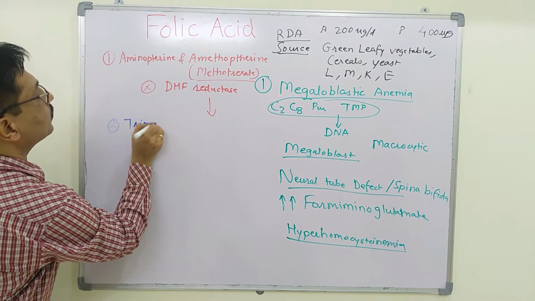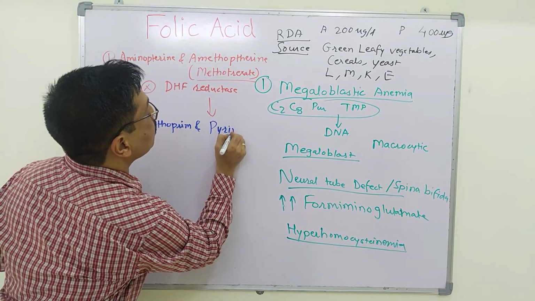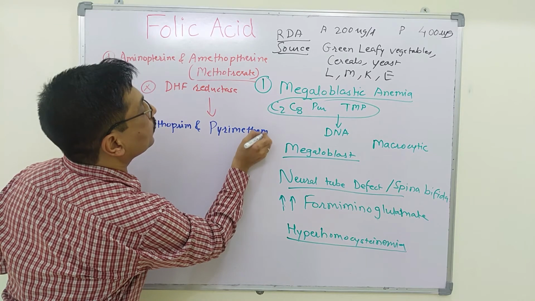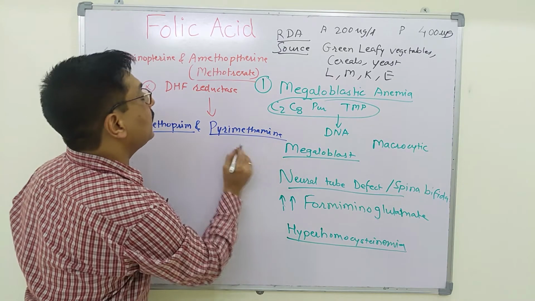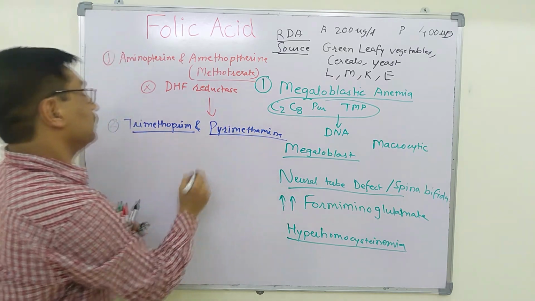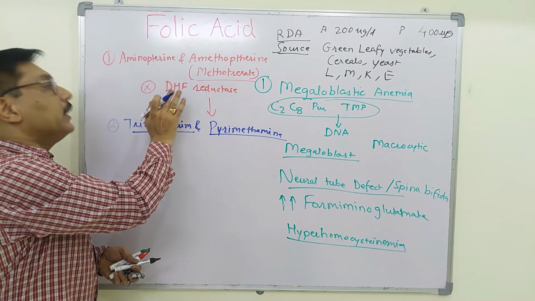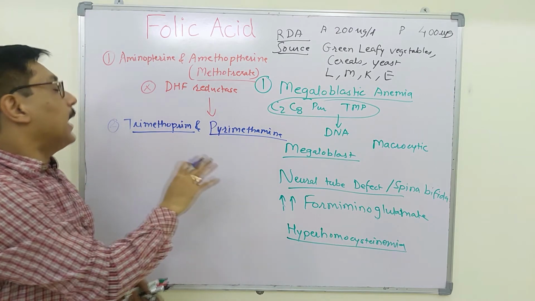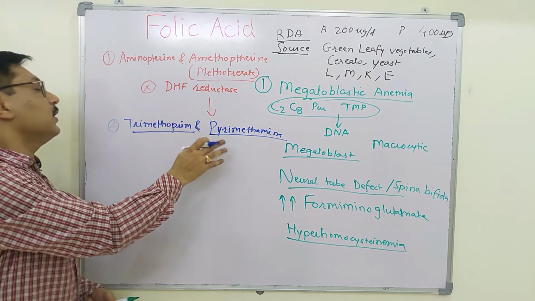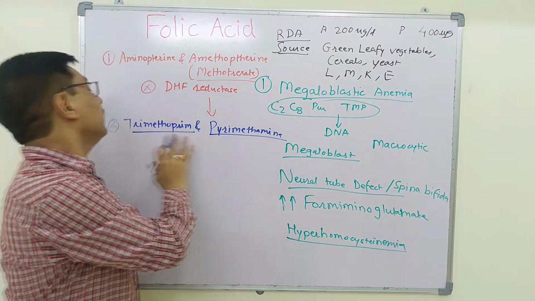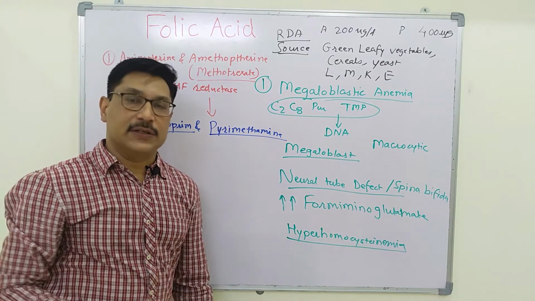Trimethoprim and pyrimethamine. Trimethoprim is antibacterial and pyrimethamine is an anti-malarial drug. These are also structural analogs of folic acid. They also inhibit dihydrofolate reductase and thereby inhibit bacterial or malarial parasitic growth, and hence they are used in treatment of bacterial infections or malarial infections.